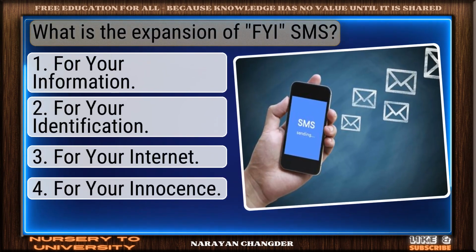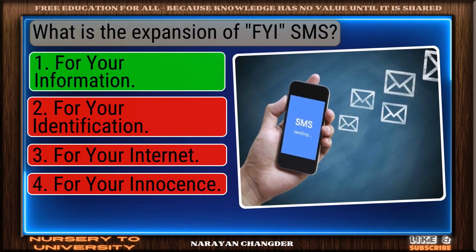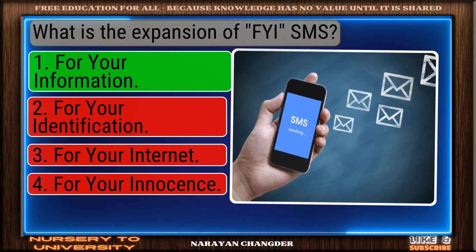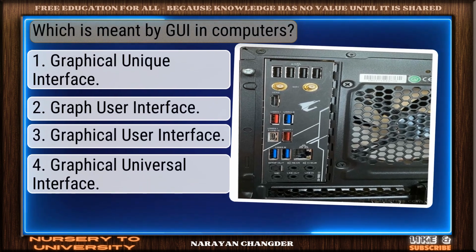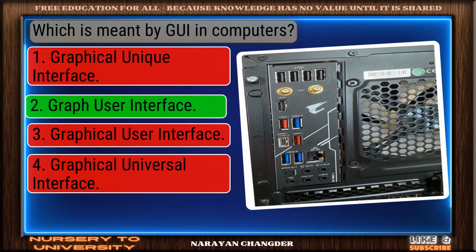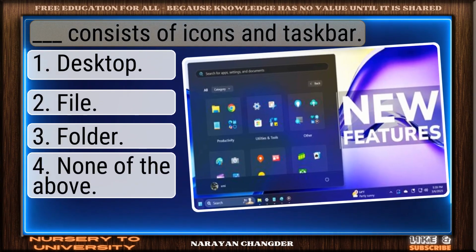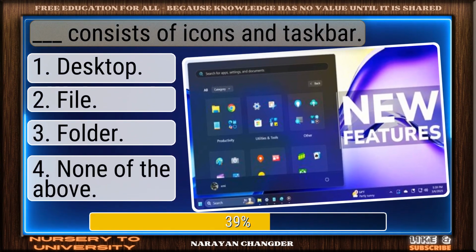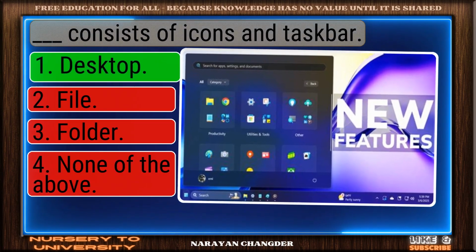What is the expansion of FYI? Smart pick. For your information is correct. What is meant by GUI in computers? Smart move. Graphical user interface is the accurate answer. Dash consists of icons and taskbar. Great job. Desktop is accurate.